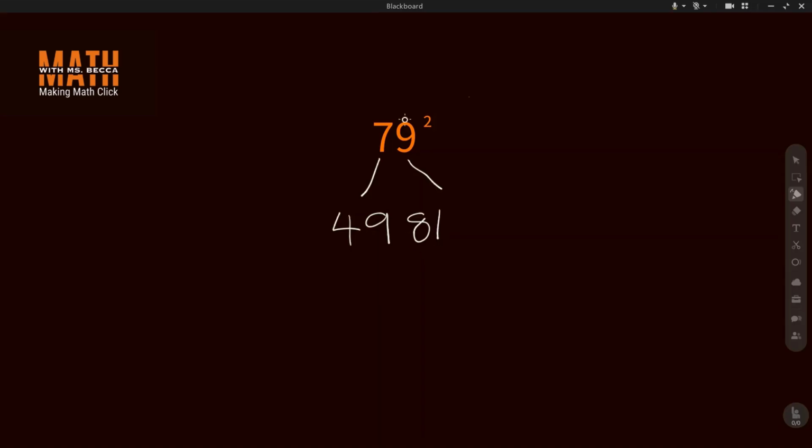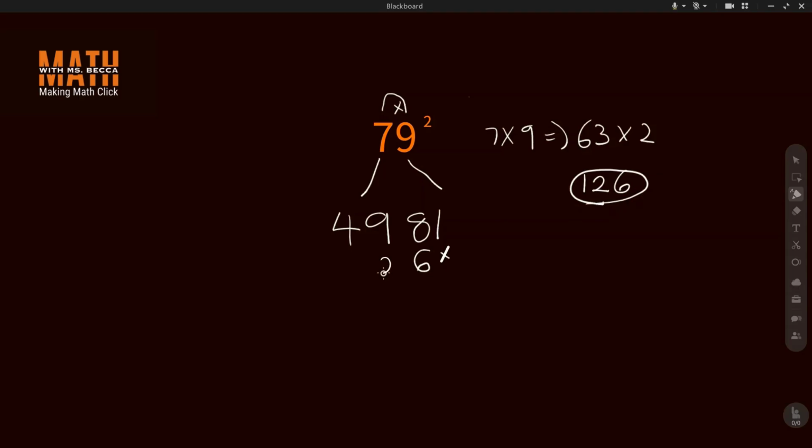Then the next step will be that you multiply 7 by 9 and then double the answer. 7 times 9 will give 63. Then you double it and this will give 126. So when we now want to write this 126, you will leave out this first digit, then you write the 6 here, write the 2 here, and then write the 1 here.